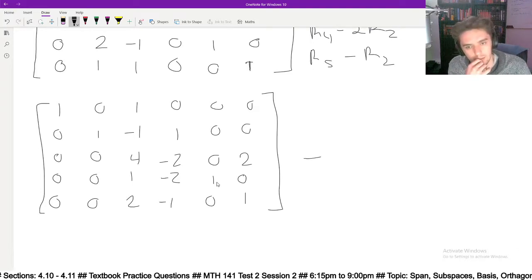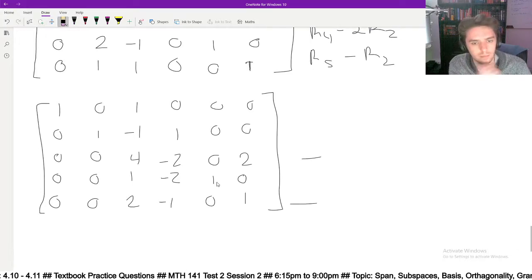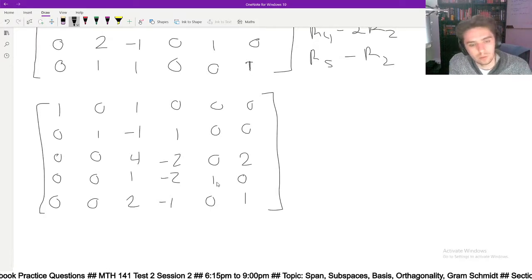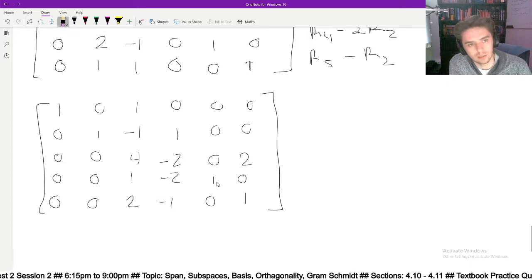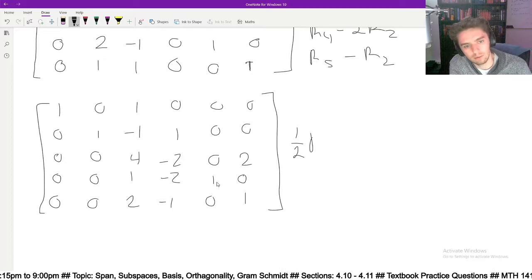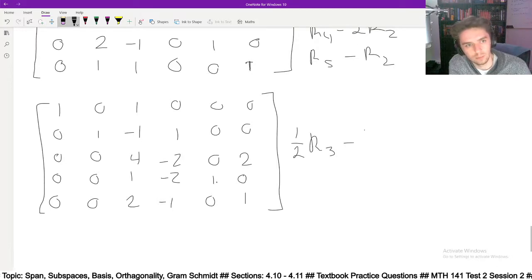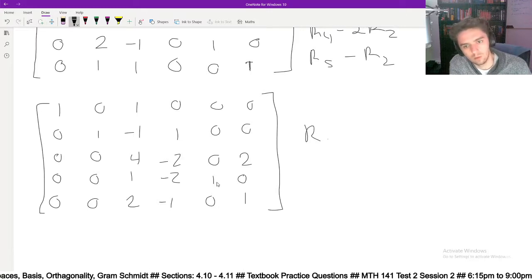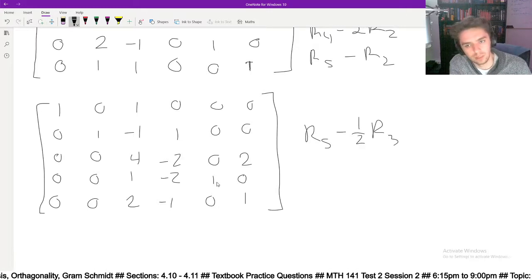So I can already tell these two rows are the same. Those two rows there are the same. So I will do, well, I guess I'll just do this. I'll do 1 half row 3 minus, no, that's not what I meant to do. Row 5 minus a half row 3.